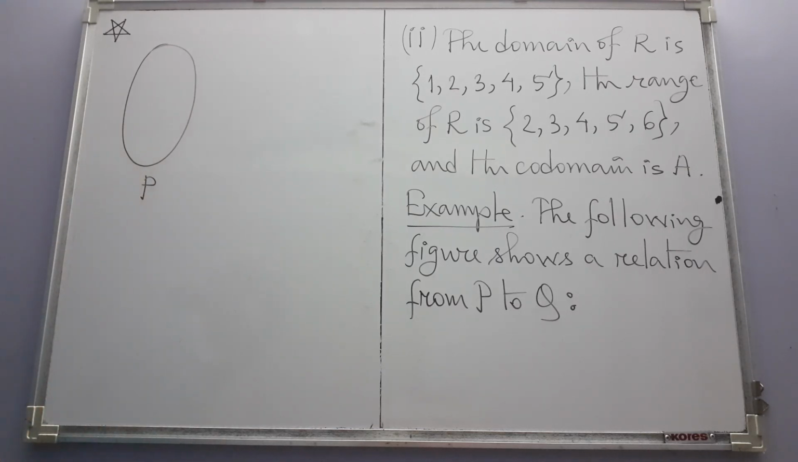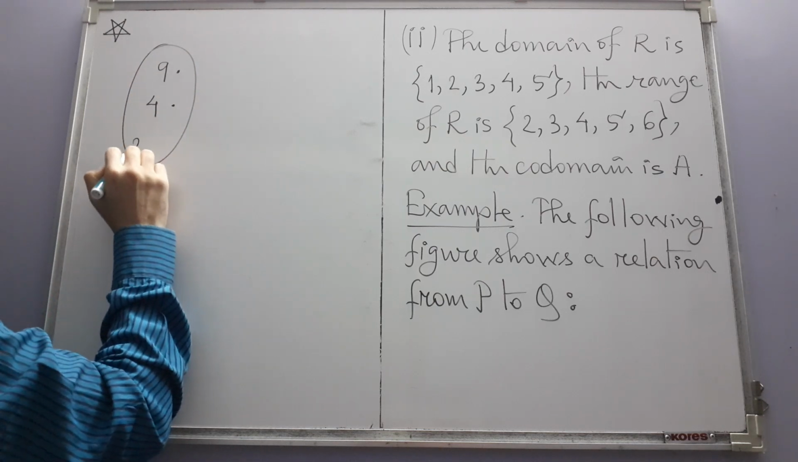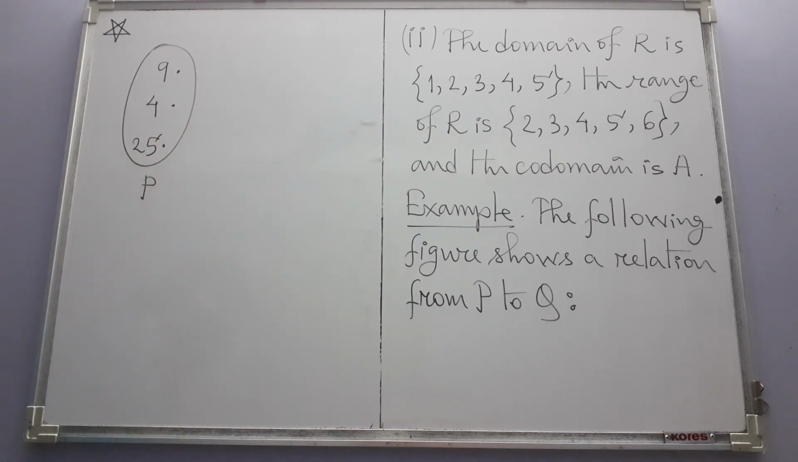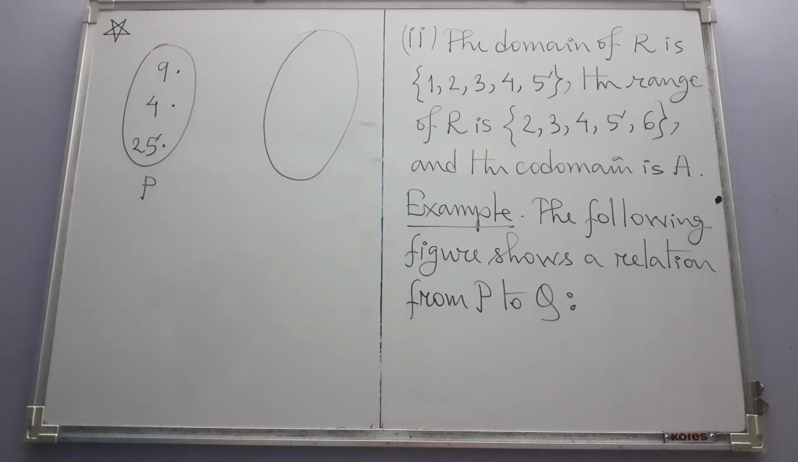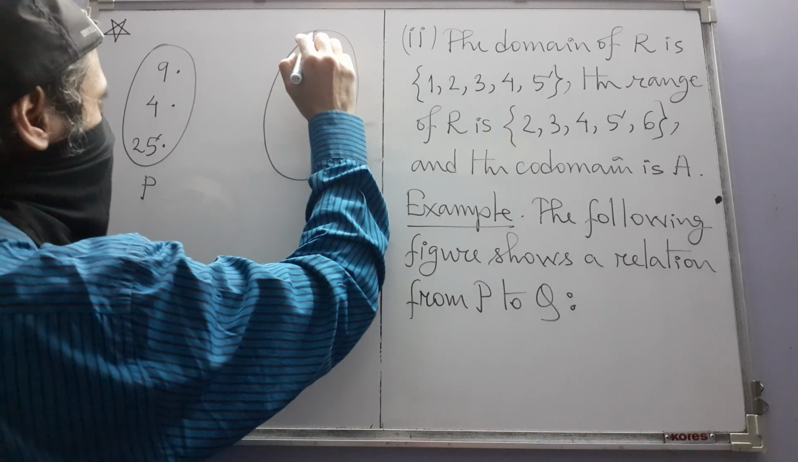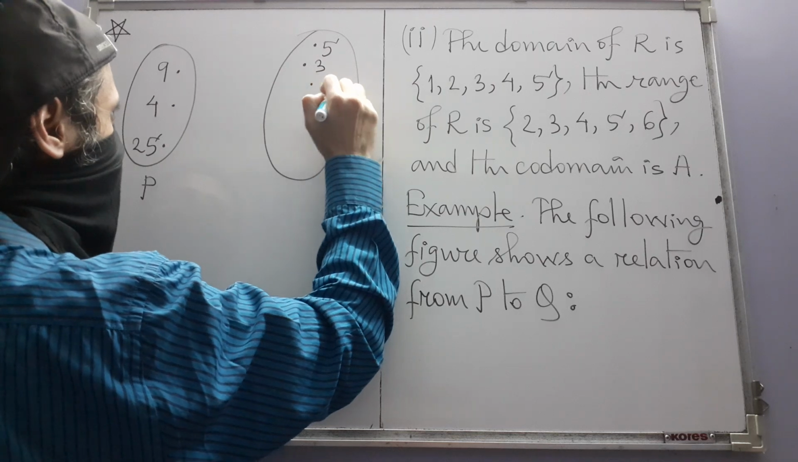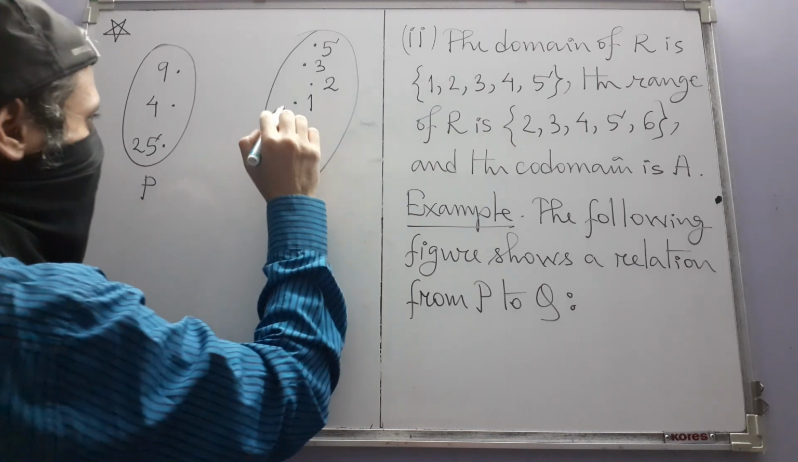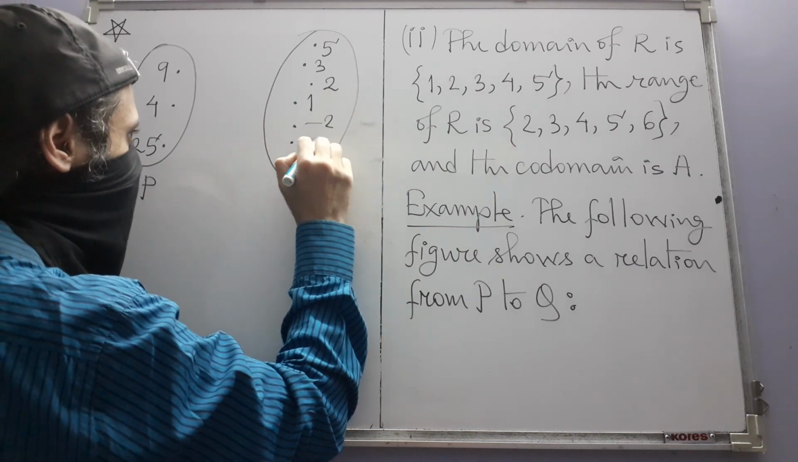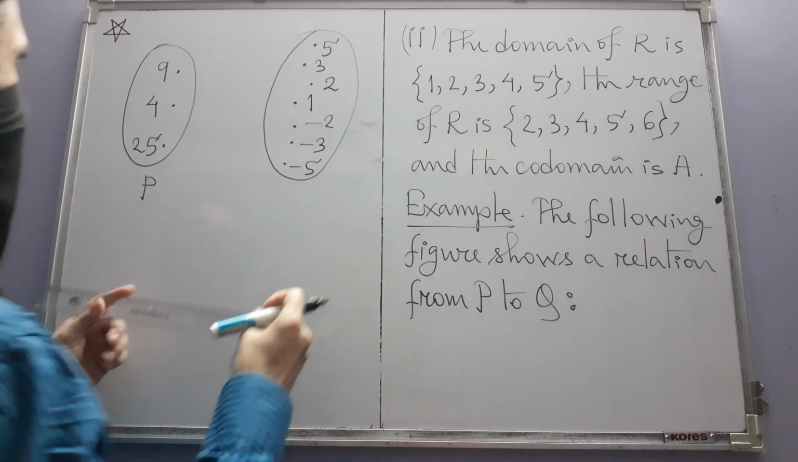P consists of these three numbers 9, 4 and 25, and Q consists of these other numbers 5, 3, 2, 1, and besides that we have -2, -3 and -5, and the arrows that define this relation are going to go like this.